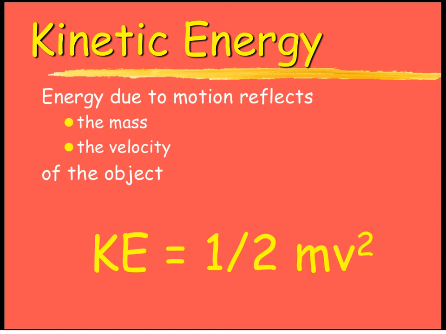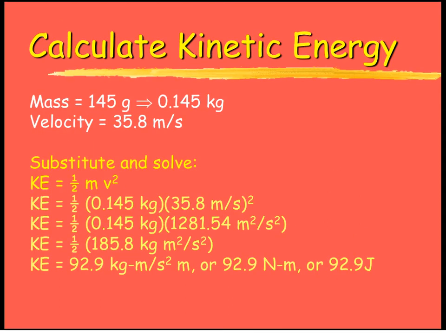Only velocity is squared. Here's a sample problem for kinetic energy. The mass has to be expressed in kilograms. Velocity is expressed in meters per second. When we substitute this into the equation of kinetic energy equals 1/2 times the mass times velocity squared, our units in the end work out to be kilogram meter squared per second squared, or in other words, a Newton meter, which is also termed a joule. Notice that the unit for kinetic energy is the same as the unit was for work.